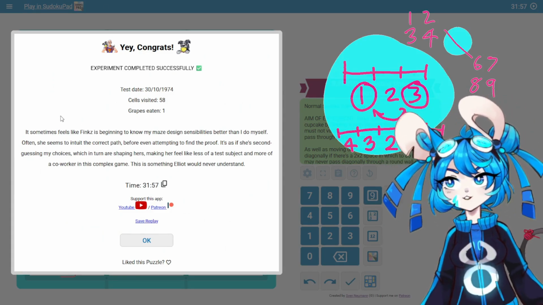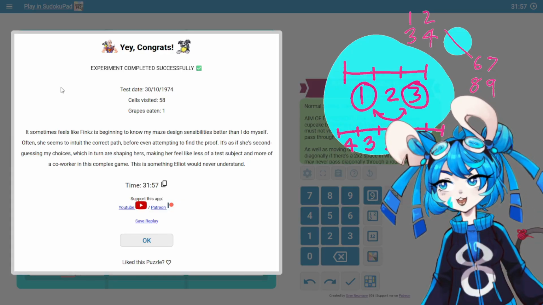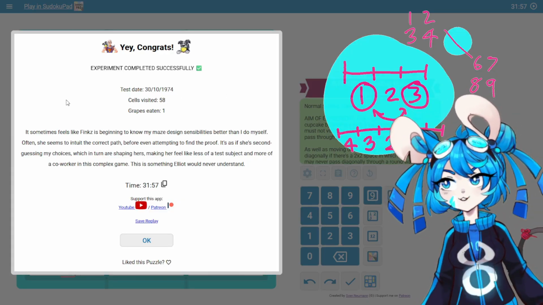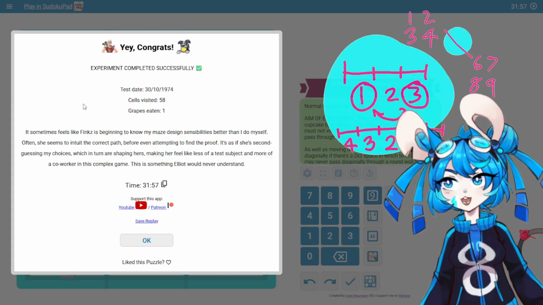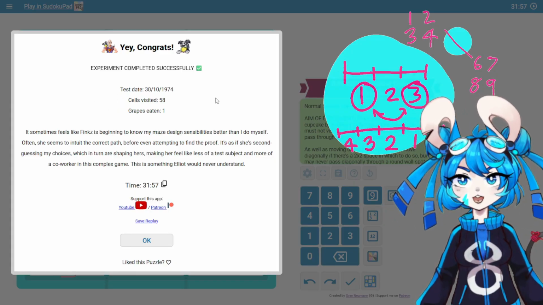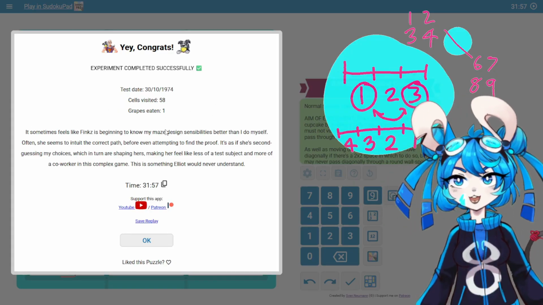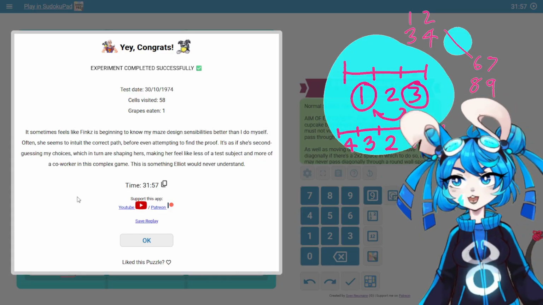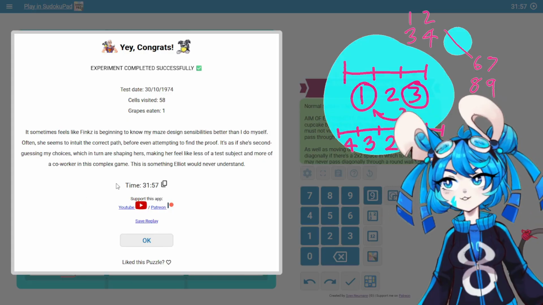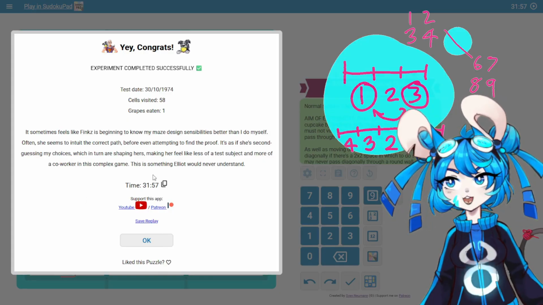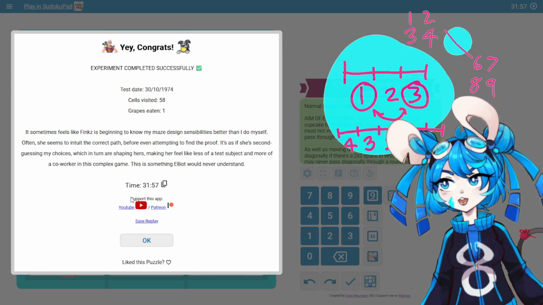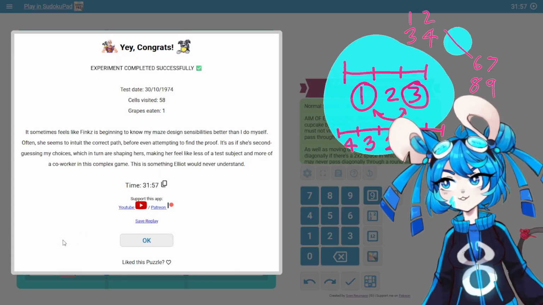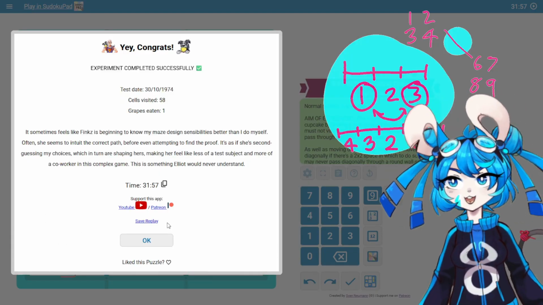1 grape eaten. It often feels like Finks is beginning to know my maze design sensibilities better than I do myself. Often she seems to intuit the correct path before even attempting to find the proof. It's as if she's second-guessing my choices, which in turn are shaping hers, making her feel less like a test subject and more of a co-worker in this complex game. This is something Elliot would never understand.